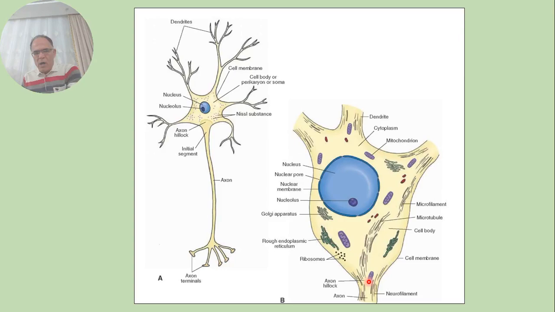The point of the soma where the axon arises, or extends out of the cell body, is called the axon hillock. The axon hillock is the specific point, the first point of the axon, that initiates impulses, or action potentials.